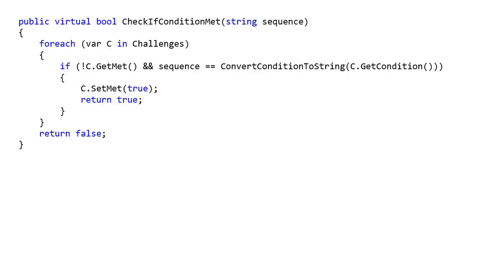Now, if a challenge has already been met, then it will ignore it because it's using if not get met. So if it has already been met, then it ignores it. It doesn't look at it again. If it drops out of the for loop without returning true, so it hasn't met any challenges, hasn't returned, so it will return false instead. So no challenge has been met and it returns false.